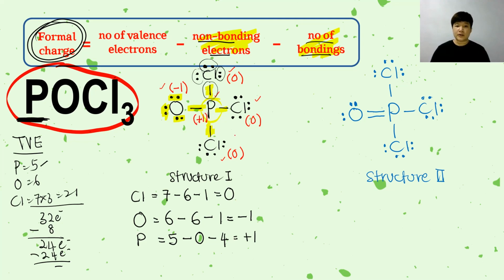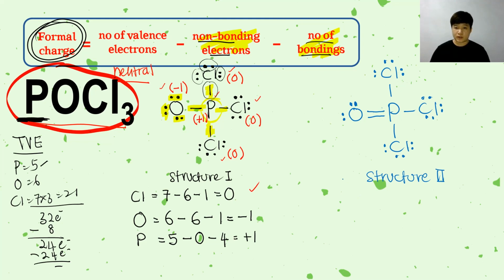And you can see over here, when you have 0, plus 0, plus 0, plus positive 1, plus negative 1, the total is 0. So POCl3 is a neutral compound. It's a neutral molecule, so the total formal charge must be 0. So my formal charge right now is correct. Let's calculate for my structure 2. Same thing. All the chlorines over here are the same.